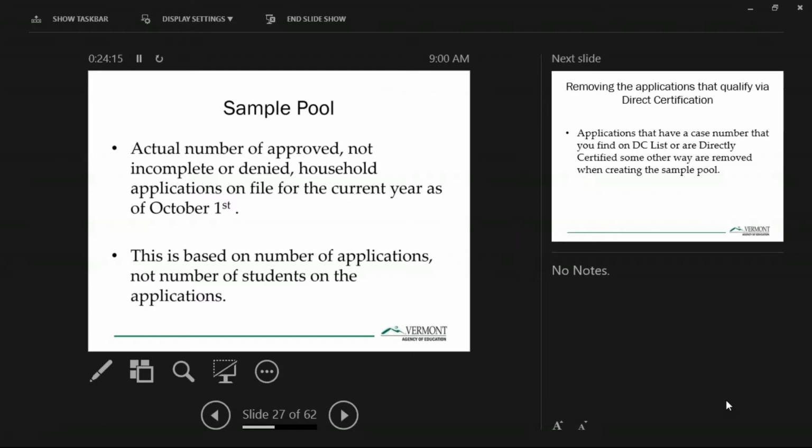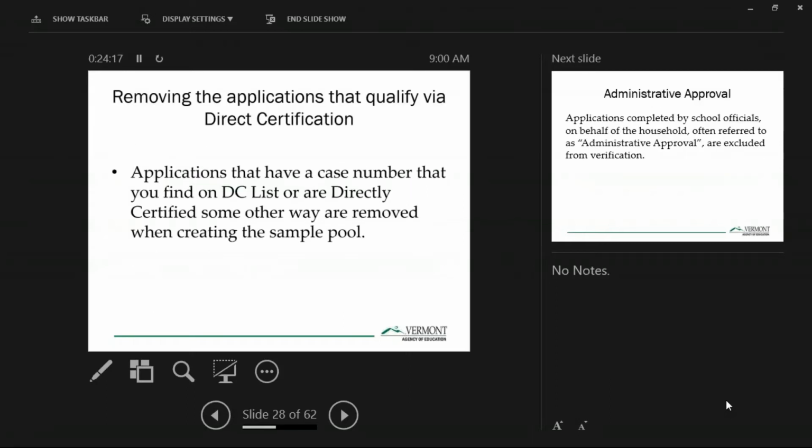Okay. So when you are creating your sample pool of applications on file as of October 1st, you are going to remove applications that qualify via direct certification. If you have an application that has a case number that you found on your DC list, you will remove that from your sample pool. If you have an application that has a case number that's not on your DC list, you will keep that in your sample pool. And as I said before, if they are certified some other way, you can remove that when creating your sample pool.